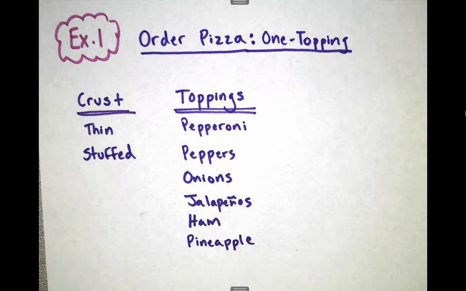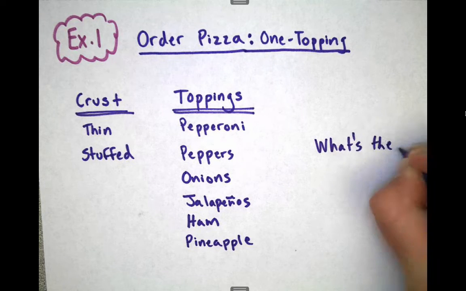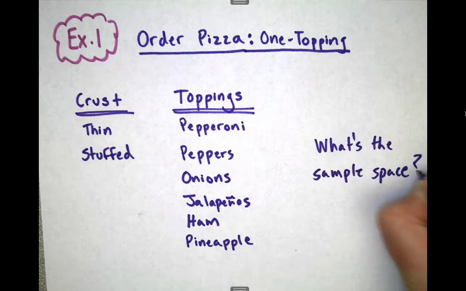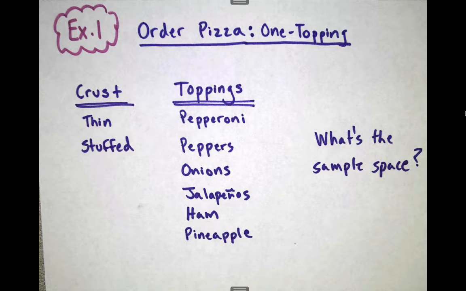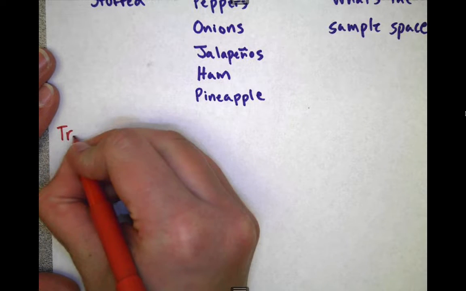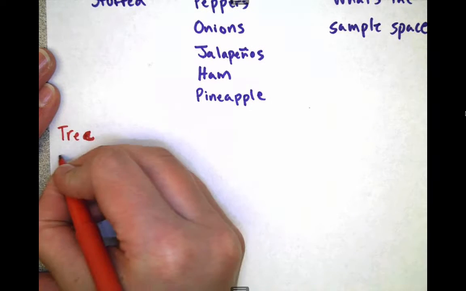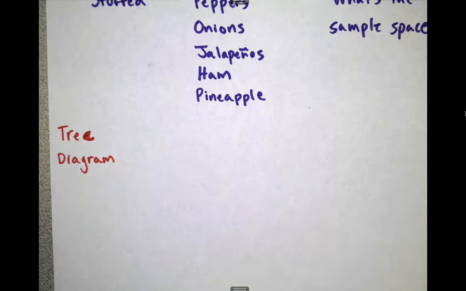And what we're going to do is we're going to find what's the sample space. What that means is what are all the possible pizzas you could possibly order? What are all the different choices? So to show this, we're going to use what's called a tree diagram. A tree diagram is kind of a visual. So we call it a tree with 2 E's. A tree diagram. And we call it a tree because it looks like it has all these branches like a tree would have.